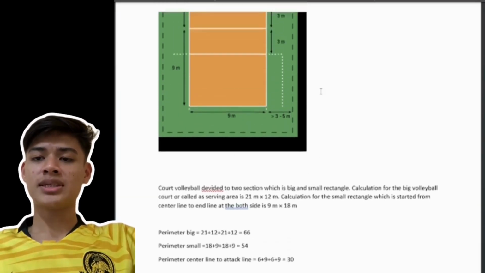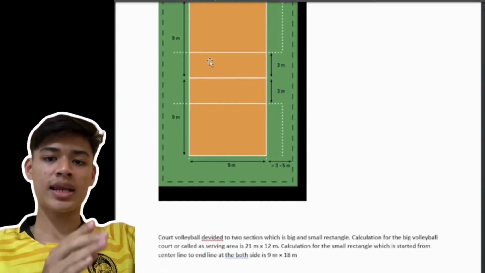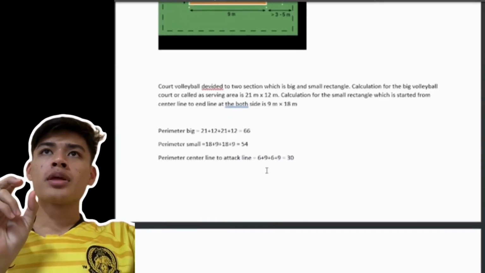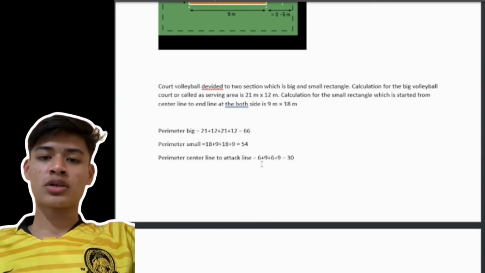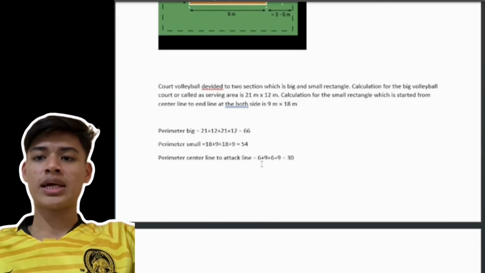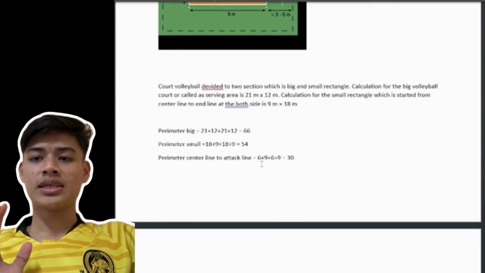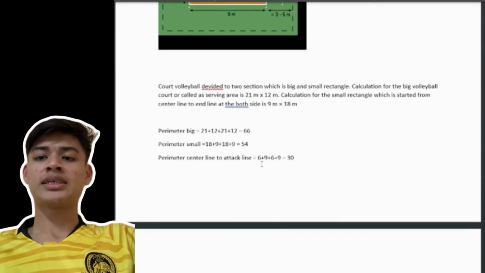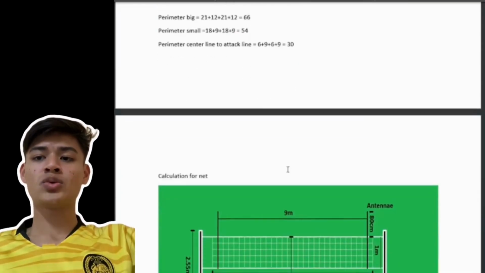the perimeter from the center line to the attack line, which is the smallest rectangle in the volleyball court, is 9 plus 6 plus 9 plus 6 equals 30.